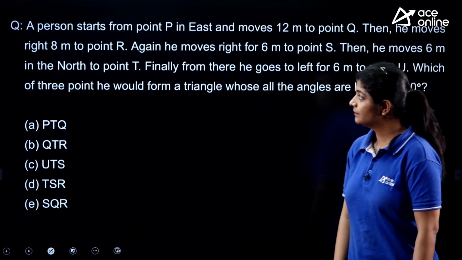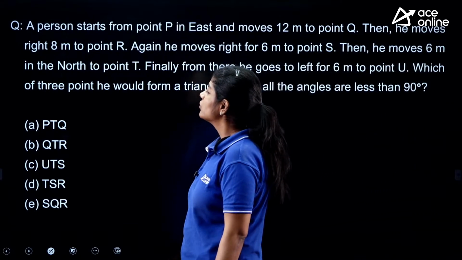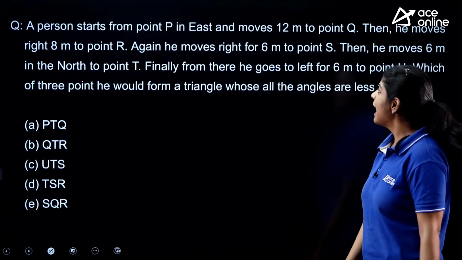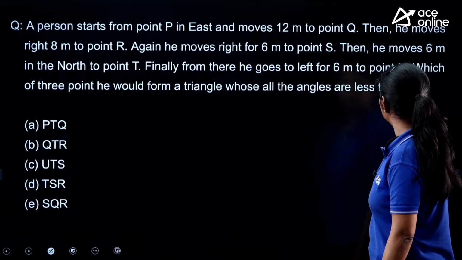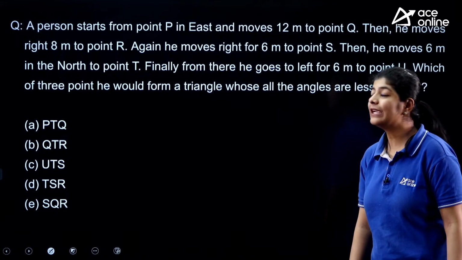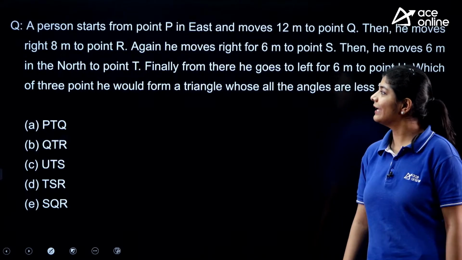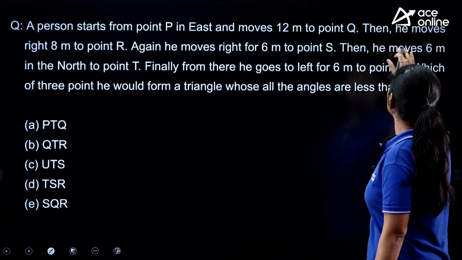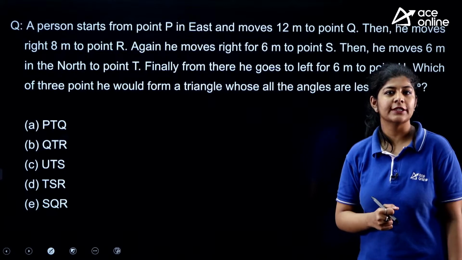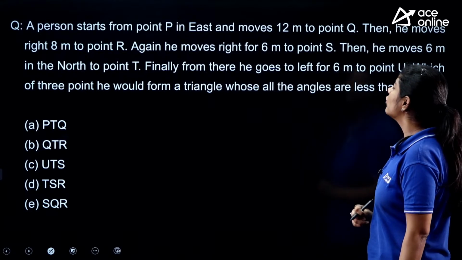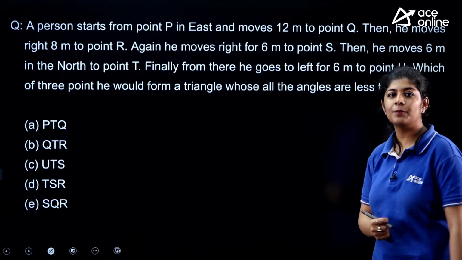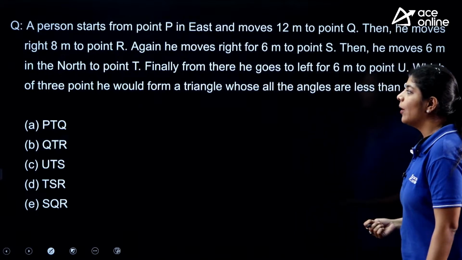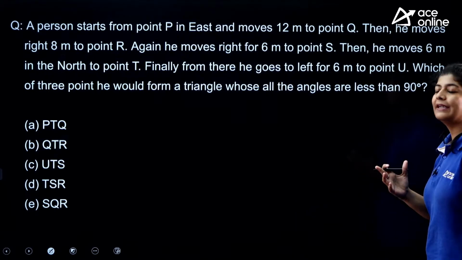Next. Okay. So, the next one is: a person starts from point P in east and moves 12 meters to point Q. Then he moves right 8 meters to point R. Again he moves right for 6 meters to point S. Then he moves 6 meters in the north to point T. Finally from there he goes to left for 6 meters to point U. Which 3 points would form a triangle whose all angles are less than 90?